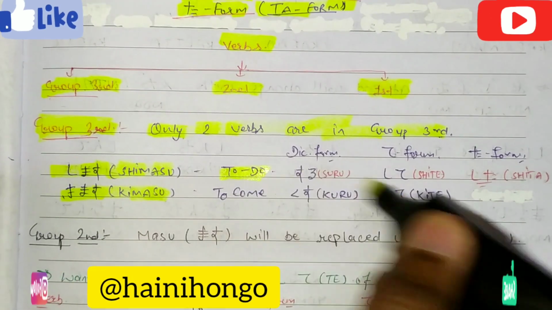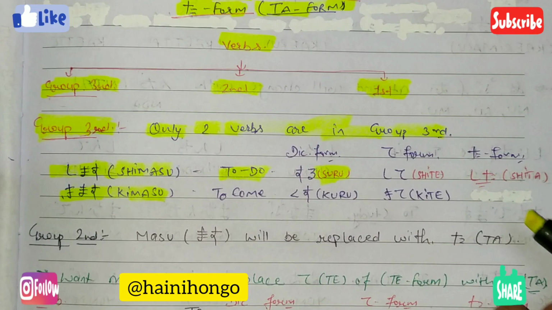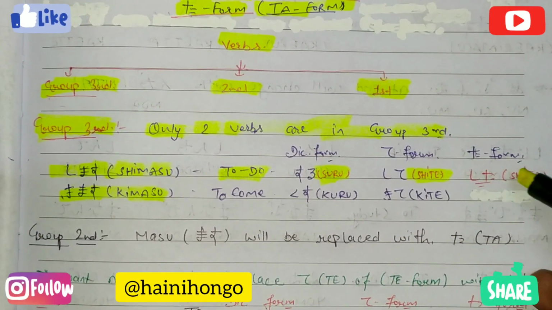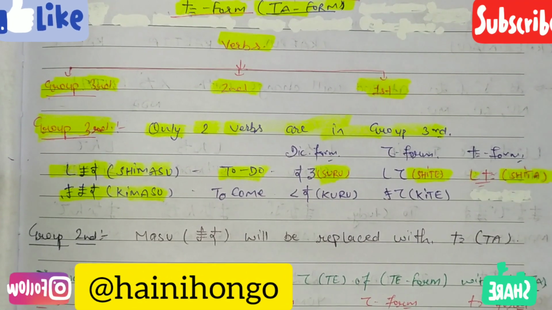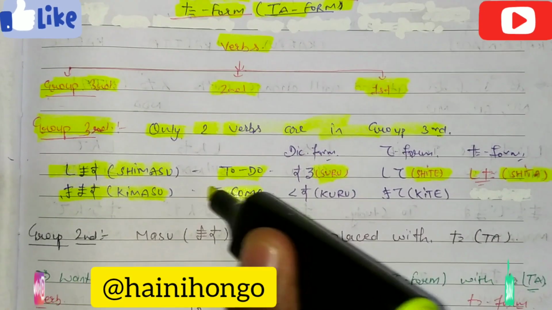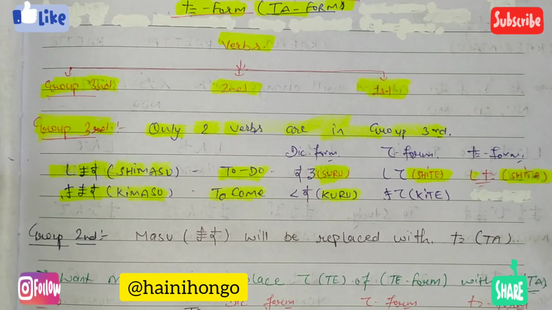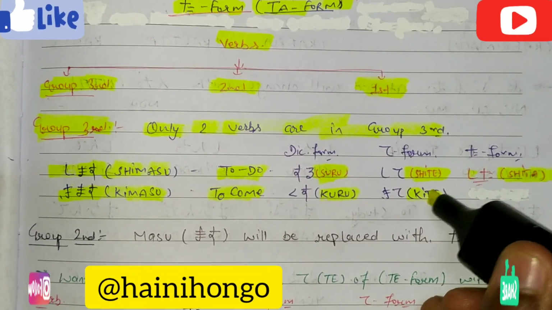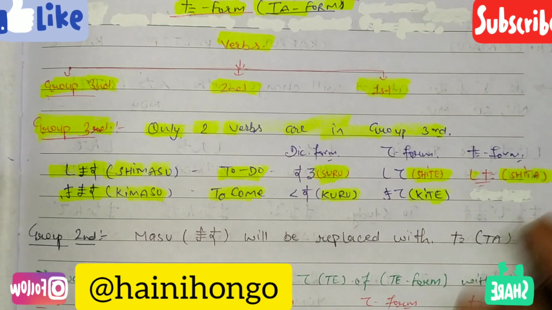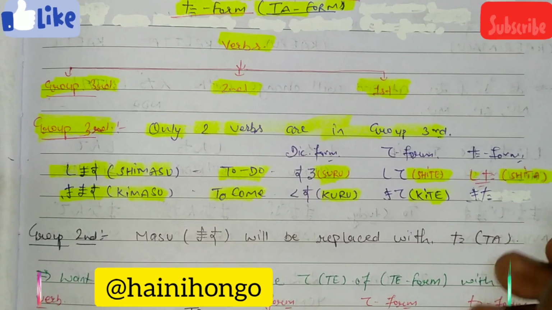Shimasu means to do and the dictionary form of shimasu would be suru, written in Romaji as well. The te form of shimasu would be shite and the ta form of shimasu would be shita. Same as it is for kimasu. Kimasu means to come. The dictionary form of kimasu would be kuru, the te form would be kite, and the ta form of kimasu would be kita.